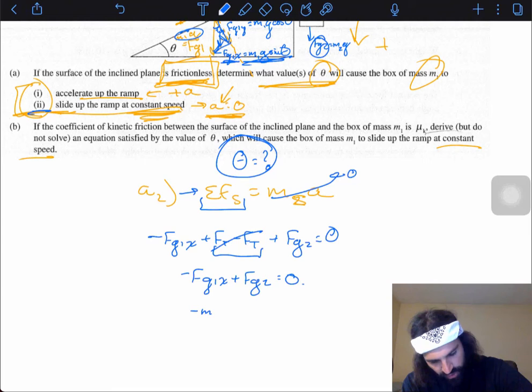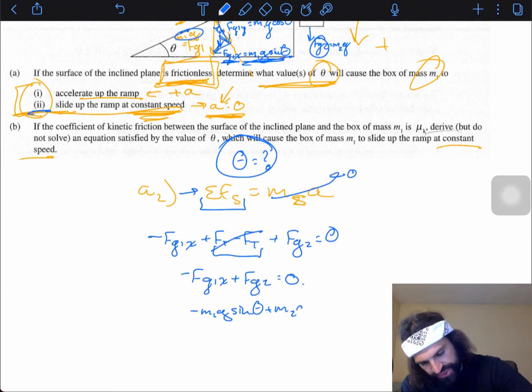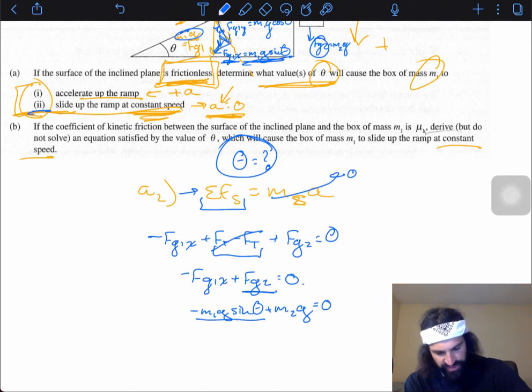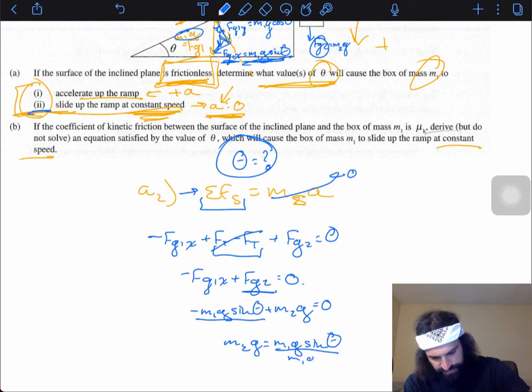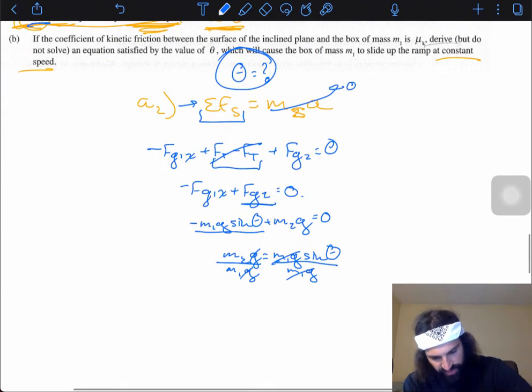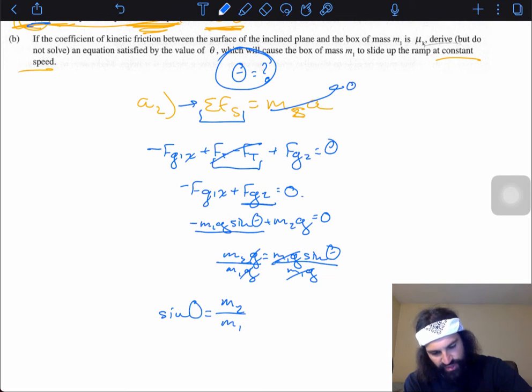So negative m1g sine theta plus m2g, replacing Fg2, equals 0. We can bring this to the other side. m2g equals m1g sine theta. And divide both sides by m1g. The g's will cancel. And you would be left with m2 over m1 equals sine theta. And I'm just going to flip sides, so theta is on the left side of the equation.